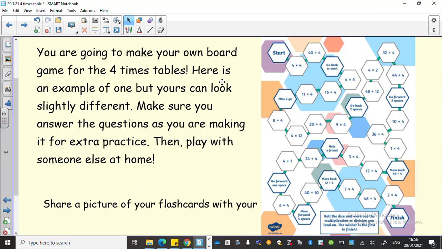So as you're making it, make sure you're answering the questions as you go. Remember, it's just the four times table. If you want to do a little bit of extra challenge, you can add in those division ones as well. And just make sure you're answering them as you go so that you know the answers, because there is no point making a board game if you don't know any of the answers yourself. And then you can play with someone else at home, or you can play by yourself, whichever you would prefer.